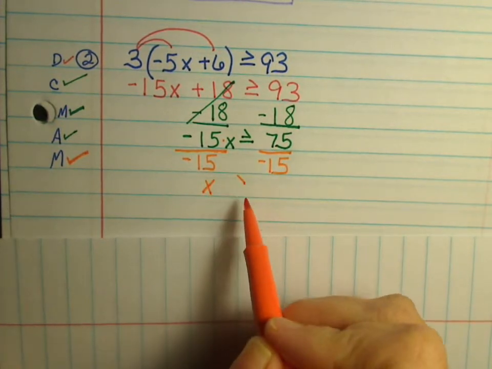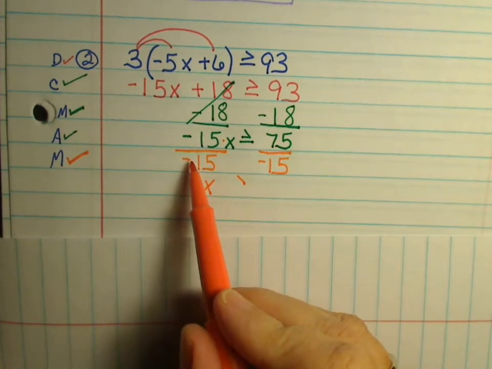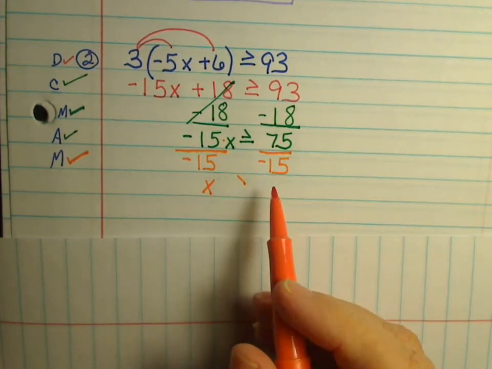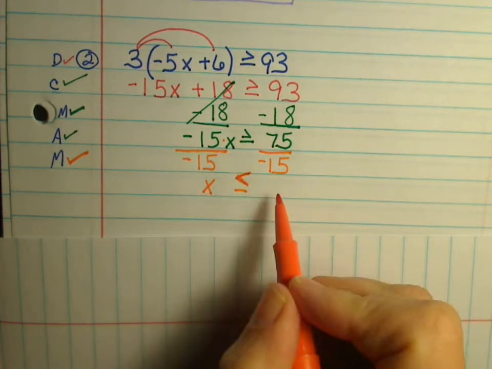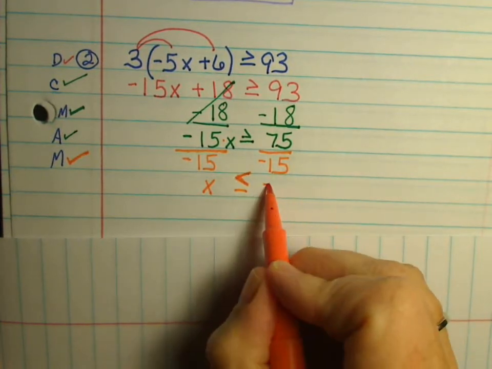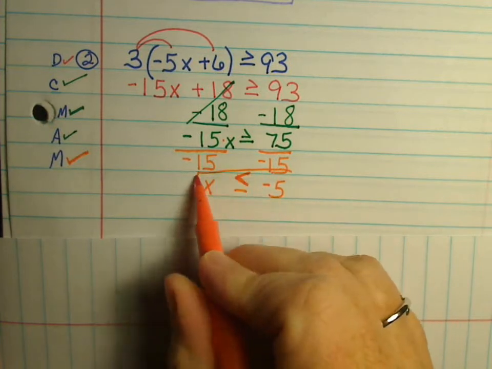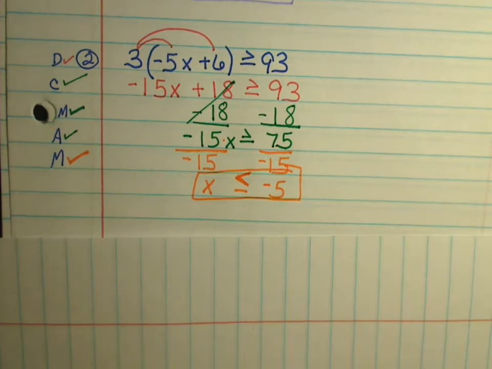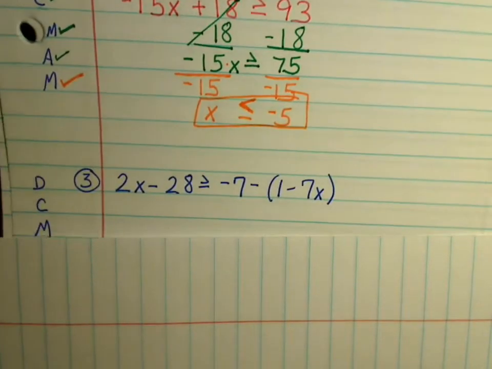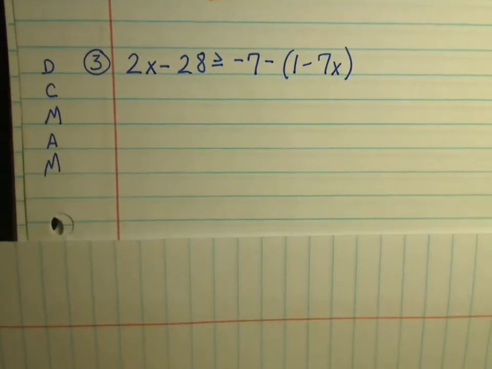And, oh, almost messed up. When I divide both sides by a negative, I have to reverse my inequality sign, and then this is a negative 5. So I get x is less than or equal to a negative 5. Really be careful with that, because obviously I was not careful enough, and it almost got me all messed up. Okay, let's now go to problem 3.